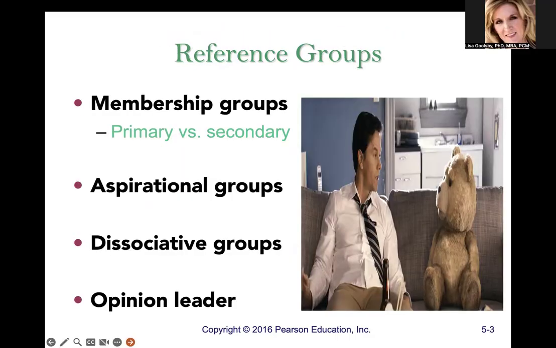When we look at reference groups, there's your membership group, and primary versus secondary, people that you hang out with a lot versus people that you hang out with a little bit. You may actually have a membership in a club or a group. There may be a group of people that you aspire to be connected with. There may be opinion leaders that you look up to. And then we may have disassociative groups. I'm not as familiar with those, but disassociative groups can be people that we want to consider as part of our reference group that we don't necessarily hang out with.